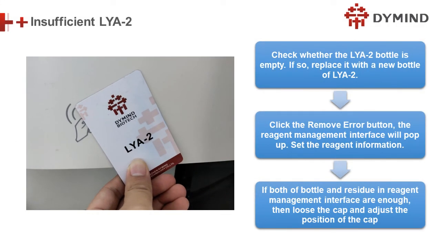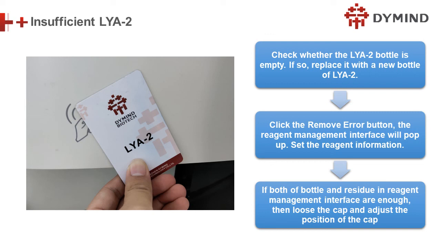Next is insufficient lyse. So how to do that? Check whether the bottle is empty or not, and we can try to replace it with a new one, and try to click remove the error, or we can set the reagent information. If the alarm is still there, maybe we should do some calibration. Calibration for the liquid level board.